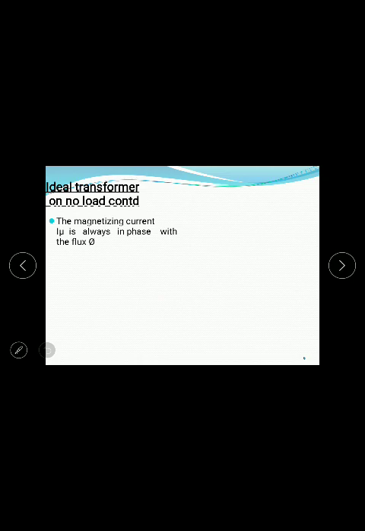The magnetizing current I mu is always in phase with the flux. Observe this one here. In the previous point, the voltage is V1, the supply voltage, and the magnetizing current is exactly 90 degrees lagging.